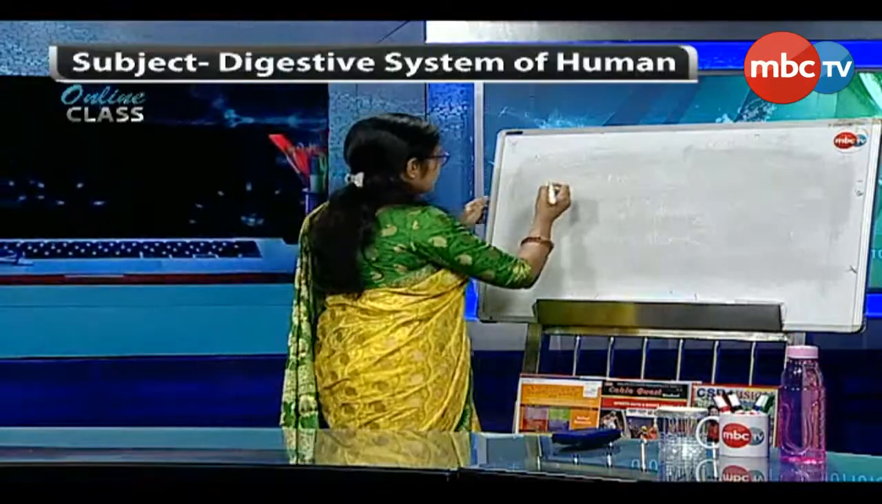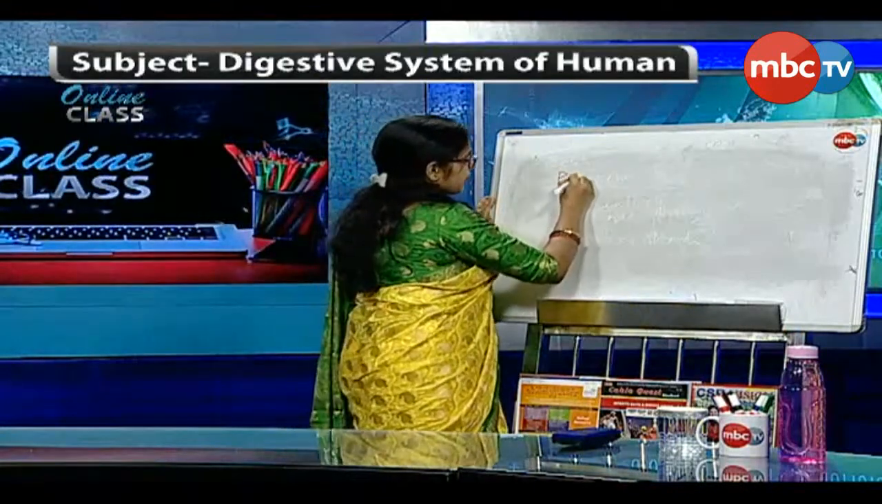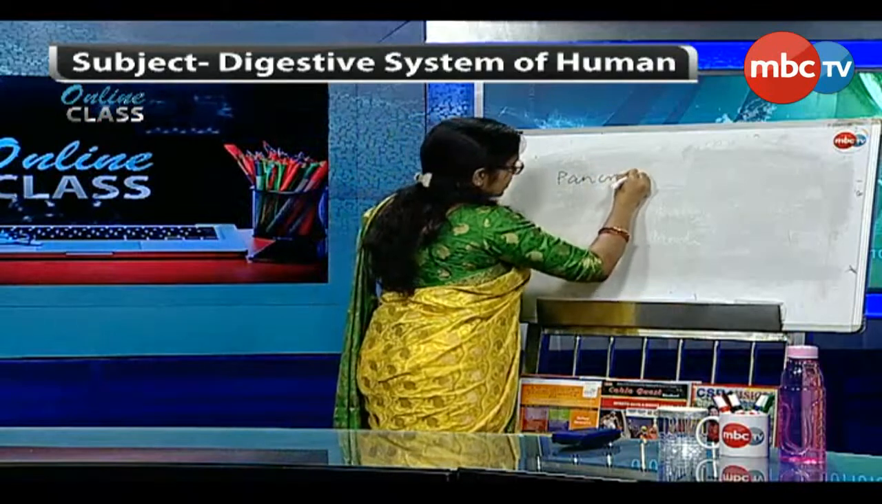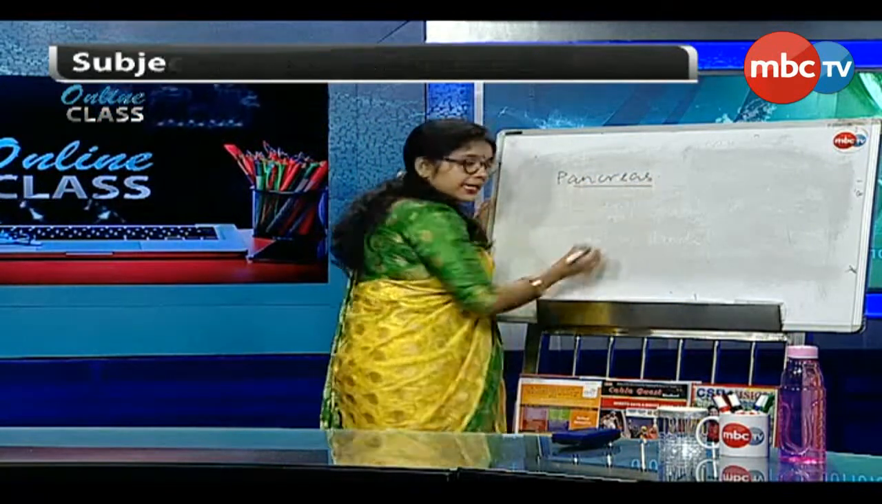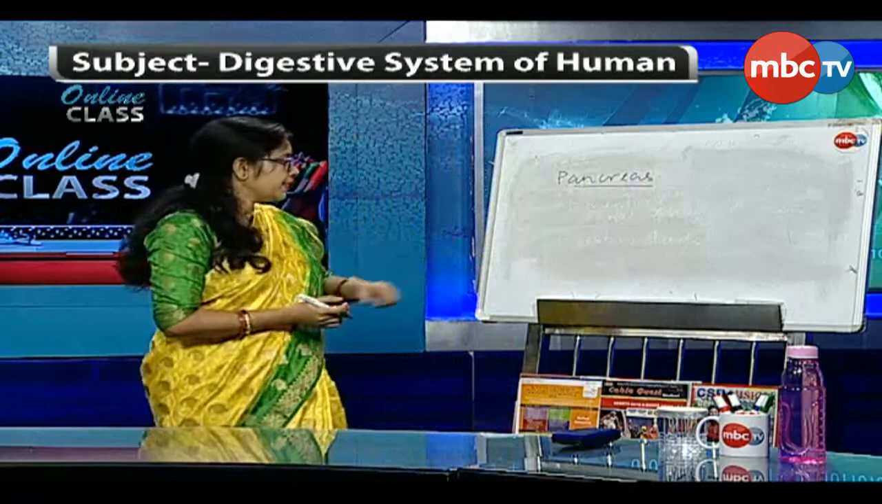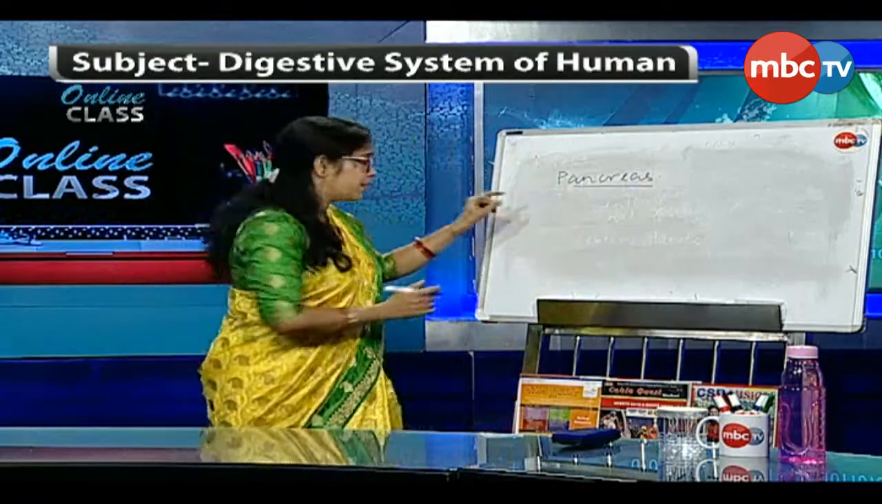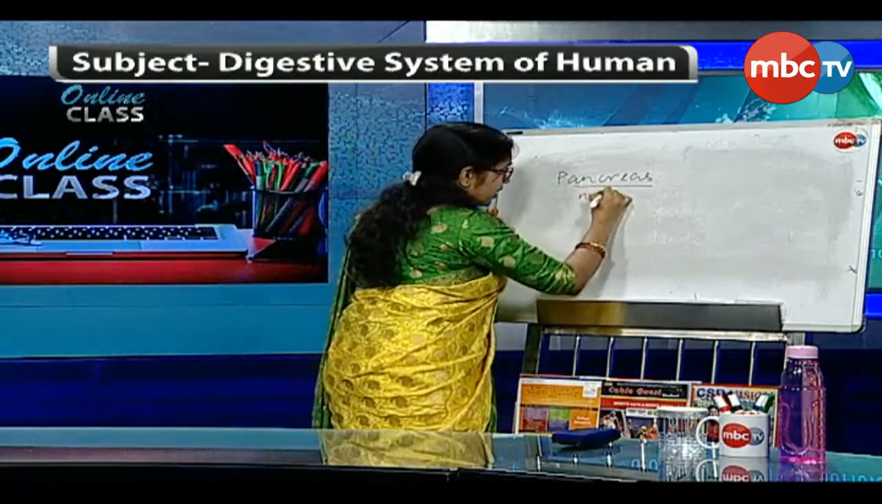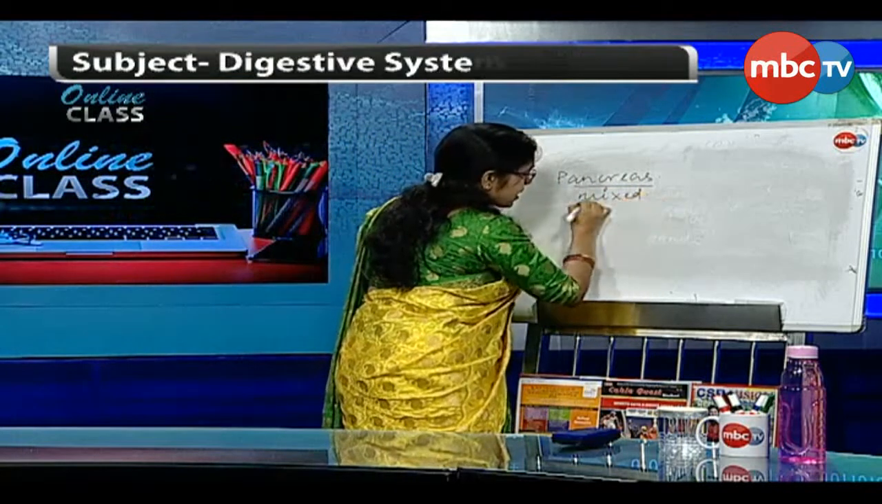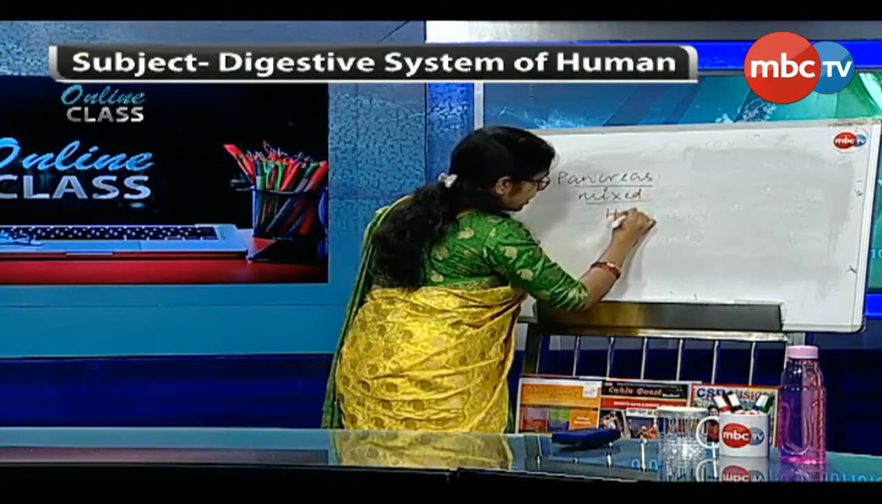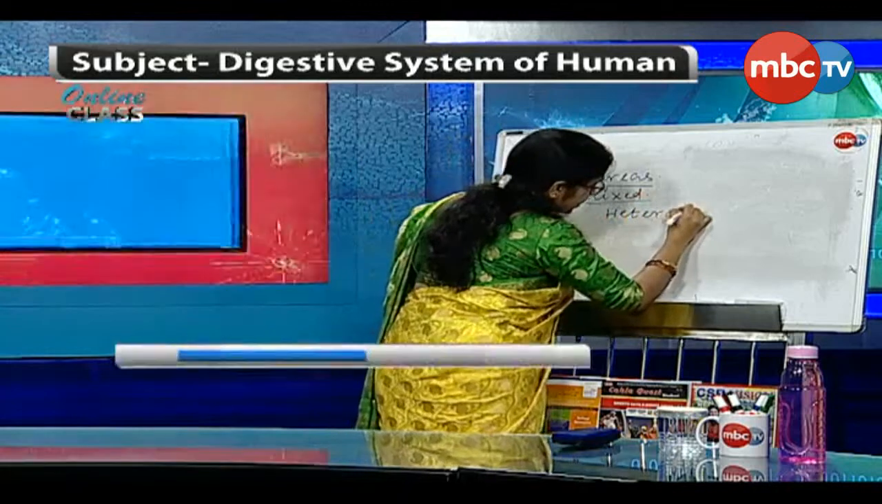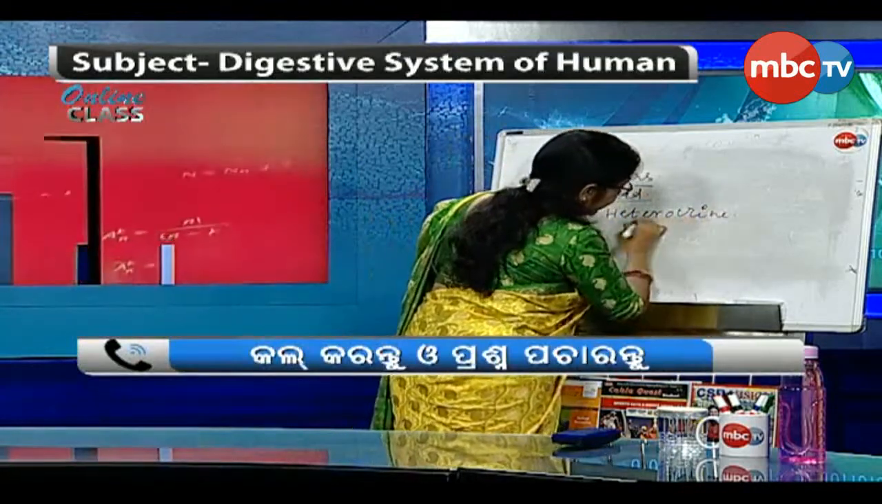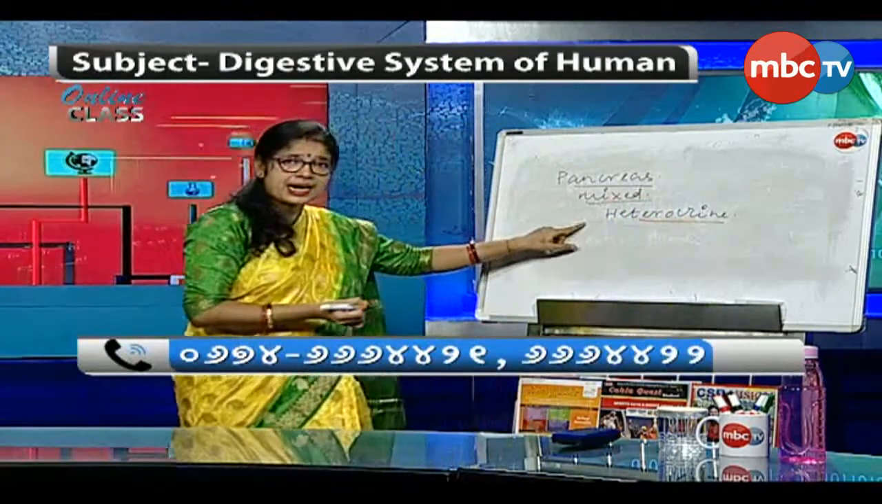Okay, we were discussing pancreas. So, pancreas is regarded as the second largest gland of the body. It is an example of mixed gland, or it is said to be an example of heterocrine gland. What do you mean by heterocrine gland or mixed gland?